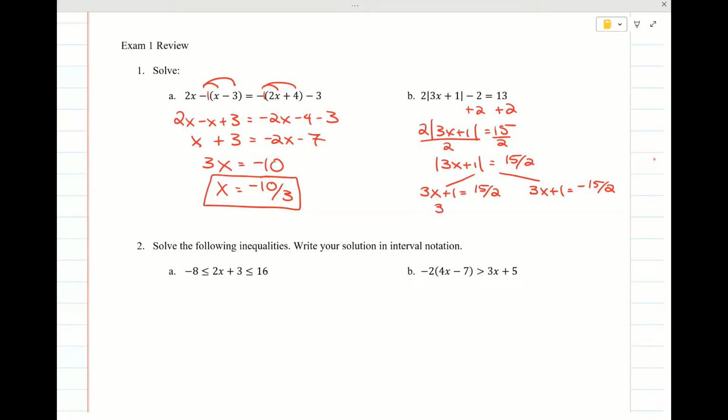So if you subtract 1, you get 3x is equal to, this would be 13 over 2. And then if you divide by 3, you get x is equal to 13 over 6. And then on the other side, if we do the same thing and subtract 1, we get 3x is equal to, this would be negative 17 over 2, and x would therefore be negative 17 over 6.